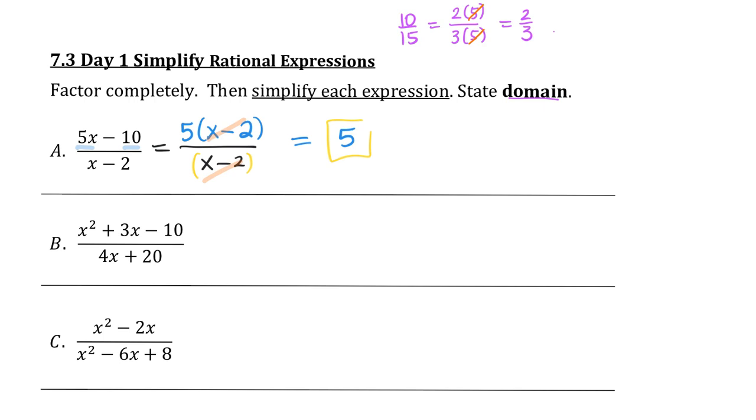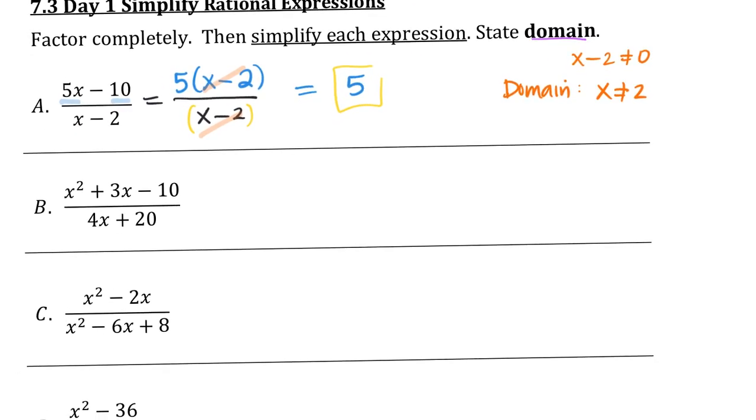So for my domain, I'm going to say, even though I canceled it out, x is not allowed to be 2. Okay, and then that's going to be my domain restriction. If you have trouble figuring out the answer to the bottom, I take the bottom and I set it equal to 0. And I say the bottom cannot equal 0, which means x is not able to equal 2.